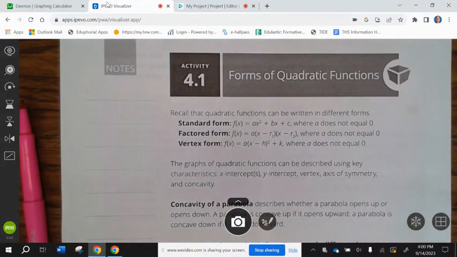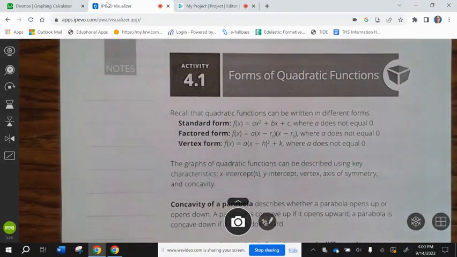Activity 4.1, forms of quadratic functions. Recall that quadratic functions can be written in different forms. Standard form, f of x equals ax squared plus bx plus c, where a does not equal 0. Factored form, f of x equals a parentheses x minus r1 parentheses x minus r2, where a does not equal 0. Vertex form, f of x equals a parentheses x minus h squared plus k, where a does not equal 0. The graphs of quadratic functions can be described using key characteristics: x-intercepts, y-intercept, vertex, axis of symmetry, and concavity.